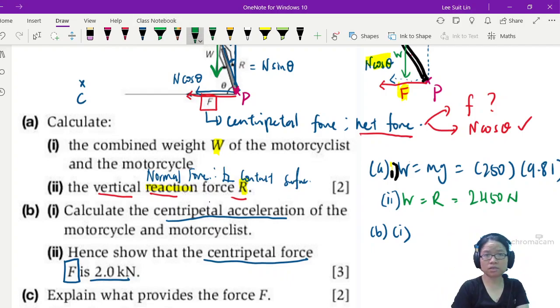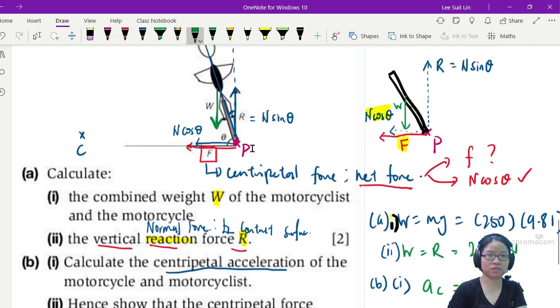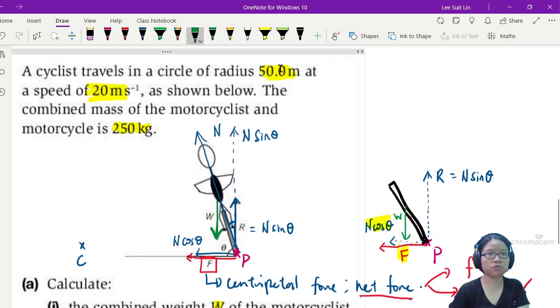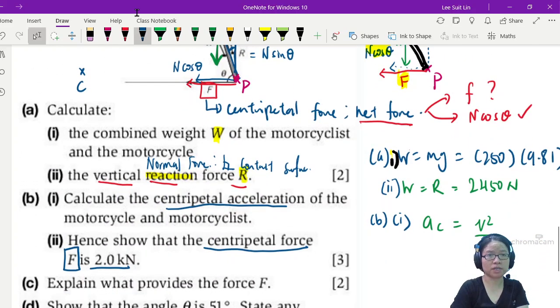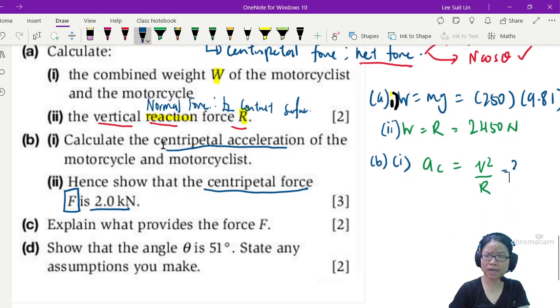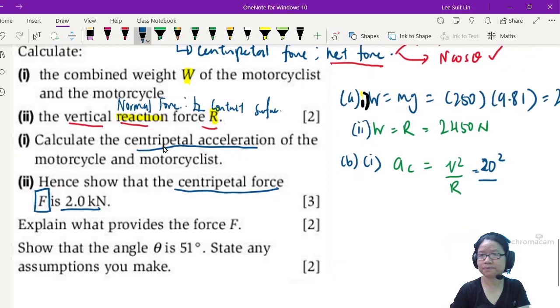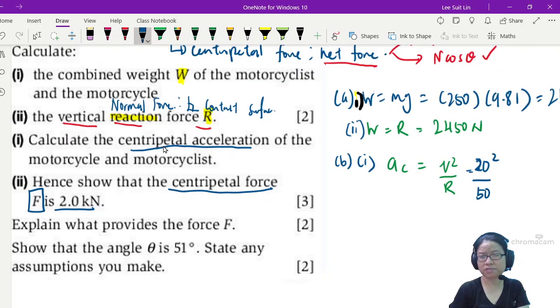Okay, so let's see if we want to find FC or centripetal acceleration. This will be v squared over r, r being the radius of the curvature. So I have the radius, which is 50 meters, and the speed, which is 20 meters per second. So I'll substitute that in. Let me scroll this up so that my head is not blocking you. So this will be 20 squared over the radius, 50. So that'll be 400 over 50, which is 8 meters per second squared.